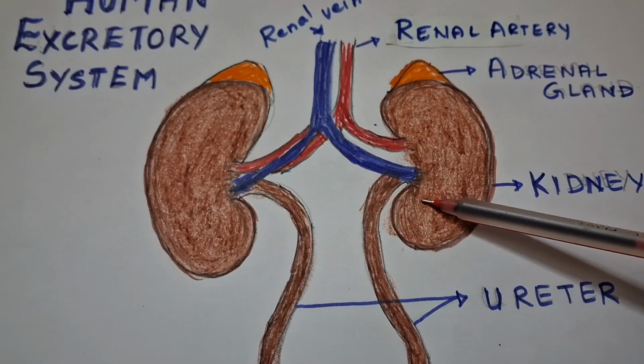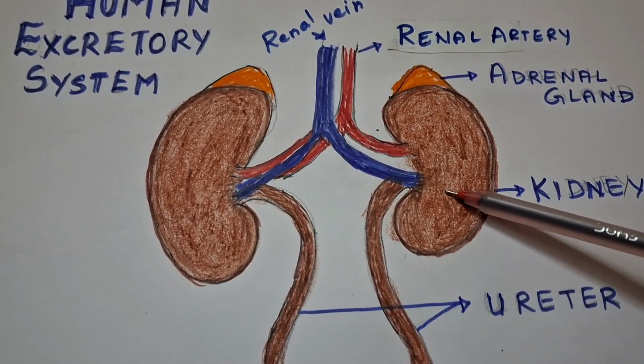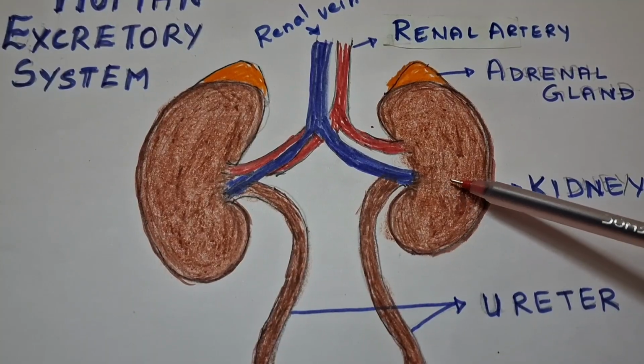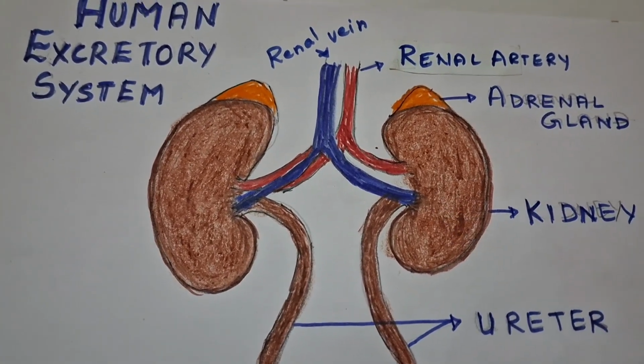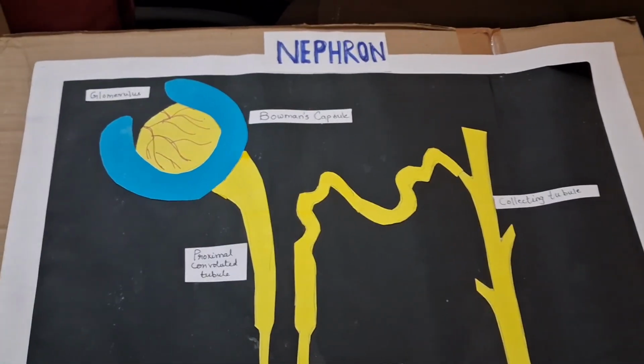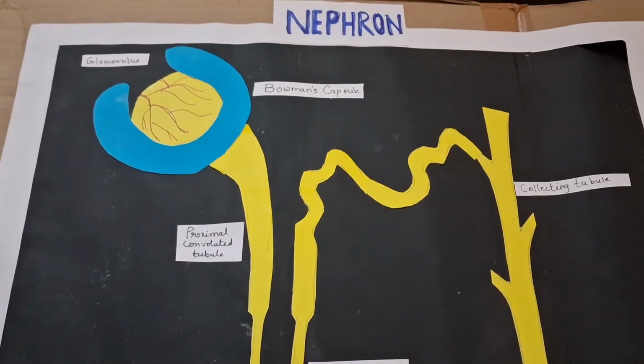Kidneys consist of a number of filtering units called nephrons. Approximately 1 to 1.5 million nephrons are present in one kidney. They are the filtering units of a kidney. So this is the structure of a nephron. We will see the parts.